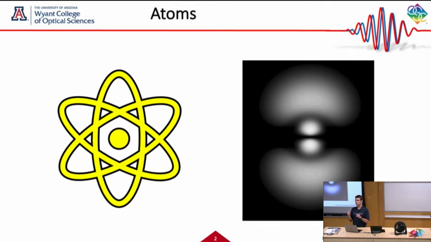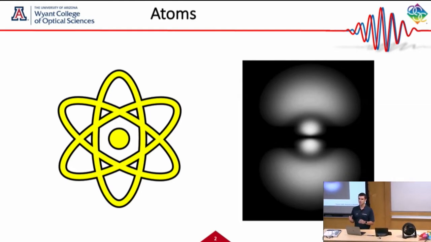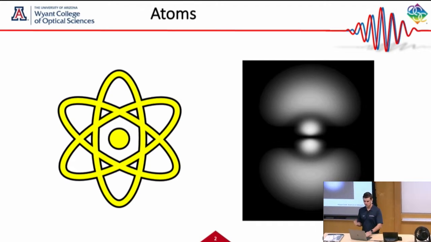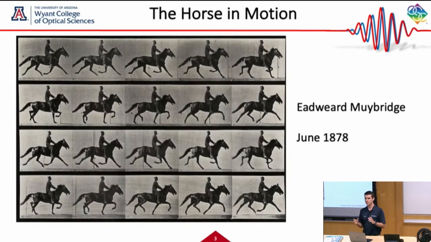But because they're so small, it's really hard to see them. And not only are they really small, they're really fast. If we want to see things that are really small and really fast, we have to figure out some method. Historically, the way we see things that are really fast is by having something else that's faster.